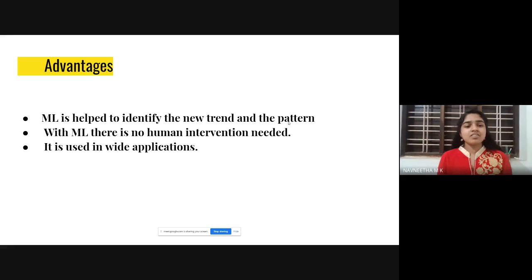Then the next one is that with machine learning, no human intervention is needed. First of all, we said what machine learning is, with machine thinking capacity. Human intervention is not needed for that. With machine learning, we do not need human presence. It is used in wide applications. Today machine learning is used in every application.